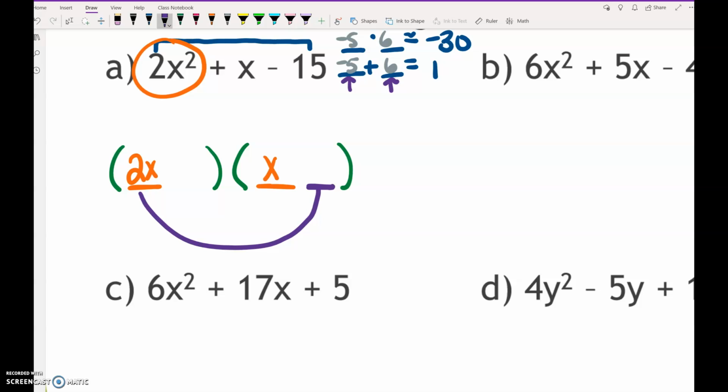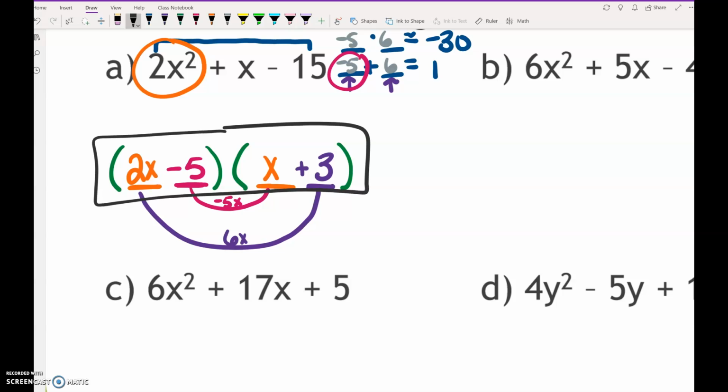We can't really do 2 times something to get -5. So these two things have to multiply to give us 6x. 2x times what is 6x? Like 3x and 2. 3. This term times x is going to give us whichever one we didn't use. So that's going to give us the -5x. X times what is -5x? -5. Our factored form is 2x minus 5, x plus 3.